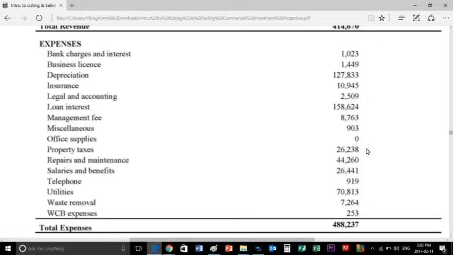Property taxes, $26,238. Repairs and maintenance, $44,260. Salaries and benefits, $26,441. Telephone, $919. Utilities, $7,813. Waste removal, $7,264. WCB expenses, $253. And then so we add all these up, we come out to $488,237.